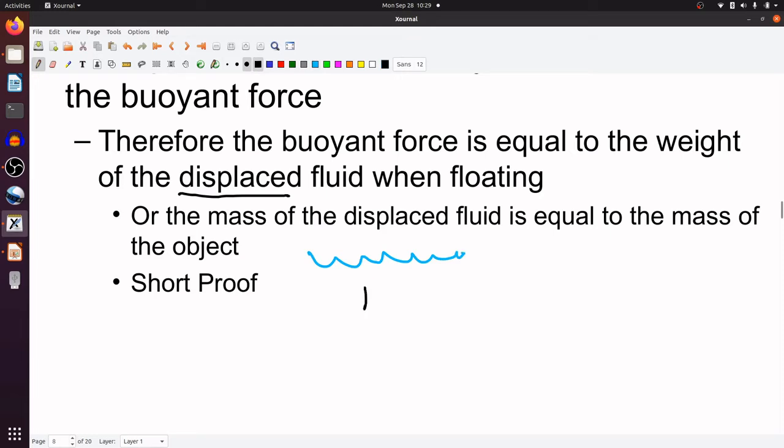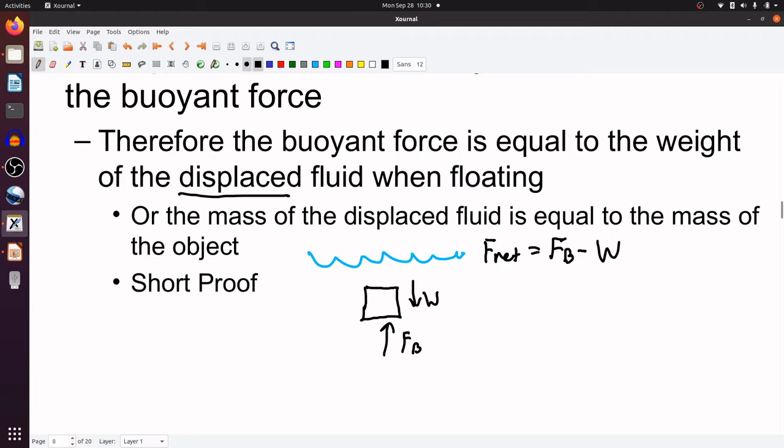Alright, so we have an object in the fluid, and there is a buoyant force pushing it up, just like that little toy boat, and the weight is going down. And so from, say, chapter 4, we know that the net force is going to be equal to the buoyant force minus the weight.